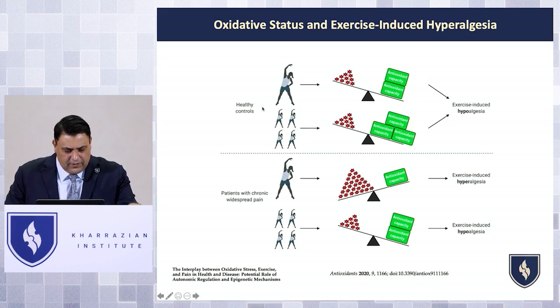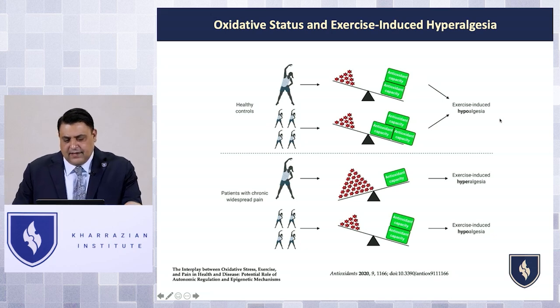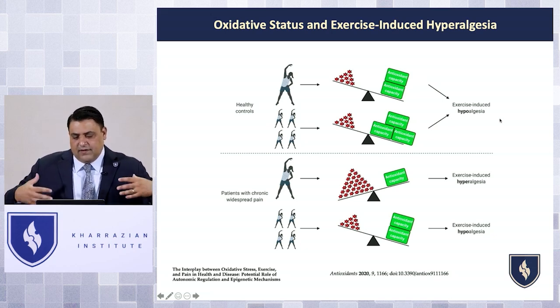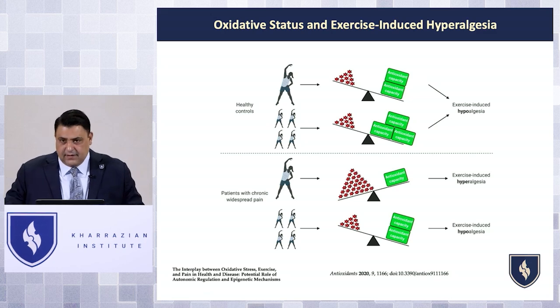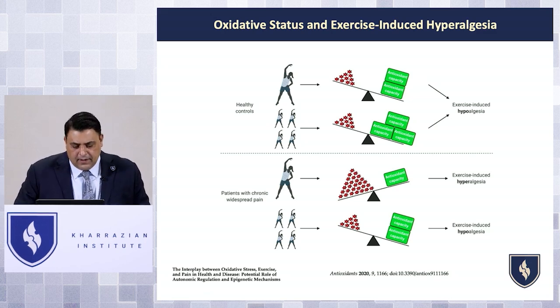So here they show healthy controls, and they show that in general, they have way more antioxidants than they have inflammatory mediators, right, or free radicals. So they exercise and it actually helps their pain because exercise then releases opioids and endorphins, and they just feel much better afterwards, and life is good.